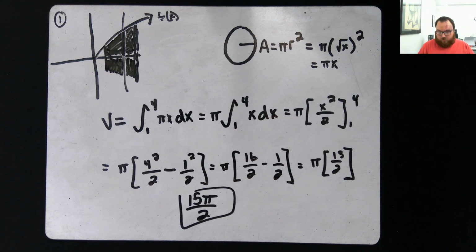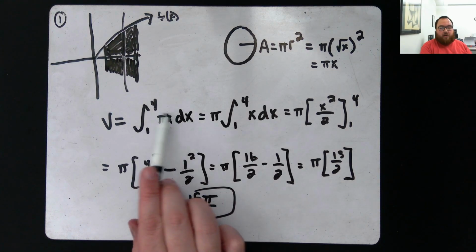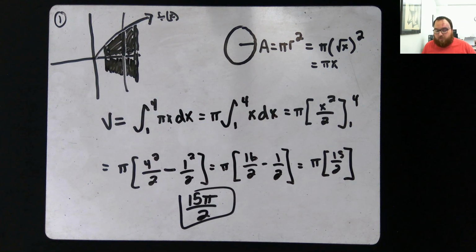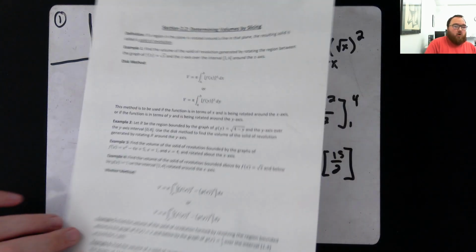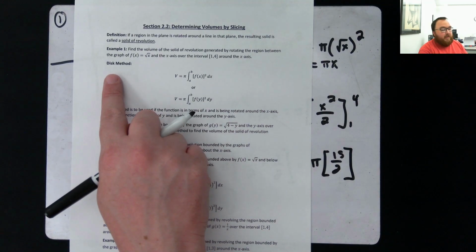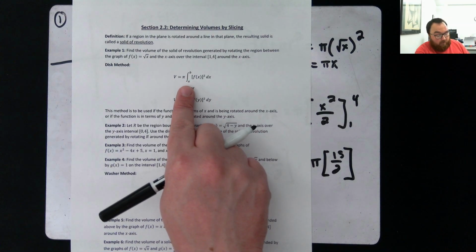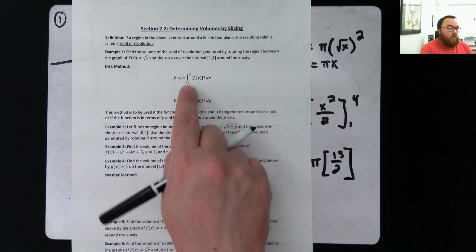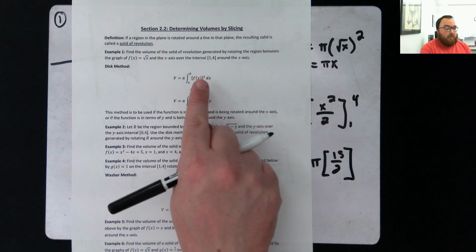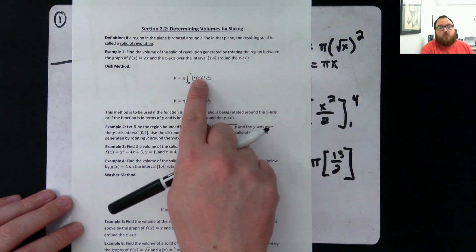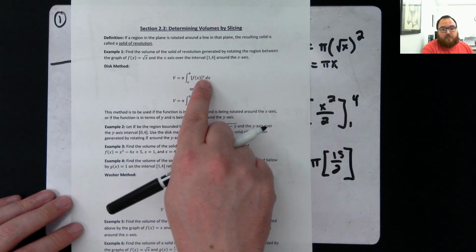15 pi over 2. So think about what I did right here, right? I just did pi r squared in here, and my r is the graph. So that is going to be our trick for finding the volume by slicing. That is what we call the disk method here. V is equal to pi times the integral from a to b of f of x squared. Again, all this is pi r squared. So remember that pi r squared is what this is.